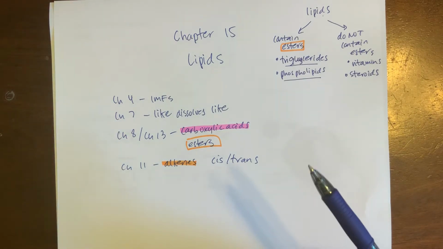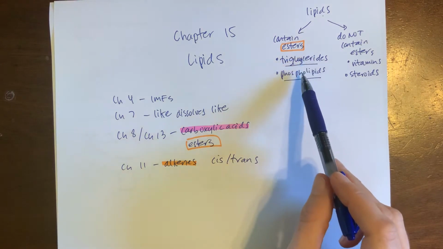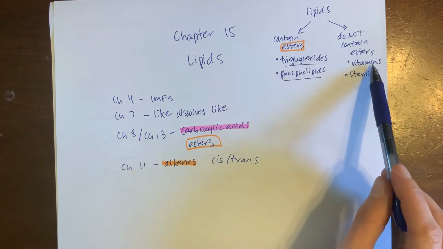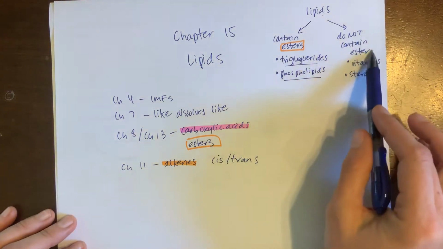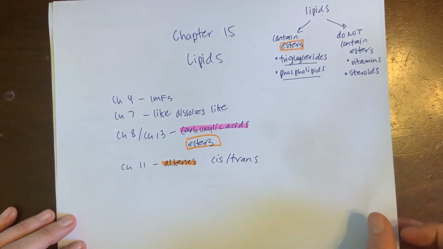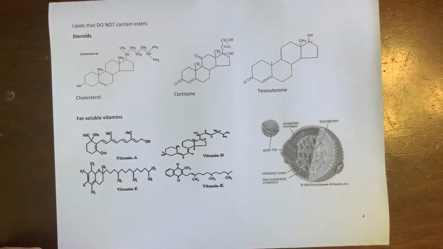We've been working on chapter 15 and we've seen so far triglycerides and phospholipids. We're going to take a quick look now at vitamins and steroids. Mainly you just need to be able to recognize those types of molecules. And notice these don't contain esters, so that's something that we'll be missing as we look at these molecules.